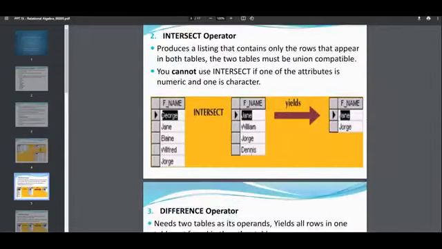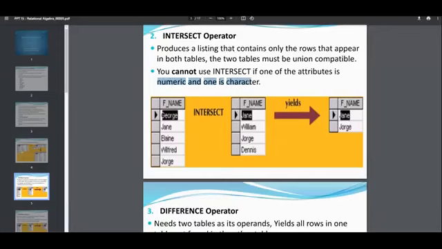So next one, intersect operator. Produce a listing that contains only the rows that appear in both tables. Right? Then the two tables must be union compatible. Previously, we learned about data types, numerical data values, text data values like characters.